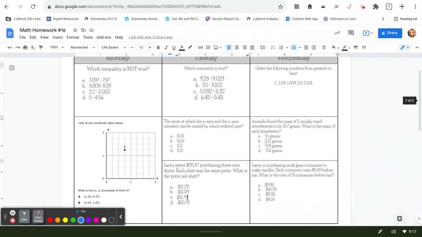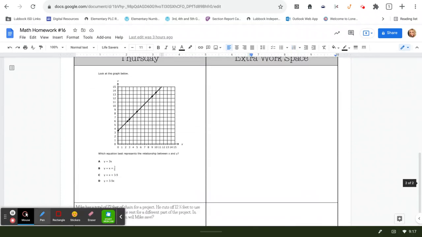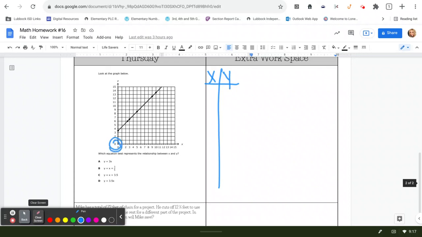Okay, we're almost done here, my friends. Let's go to Thursday, maybe. Okay, on this one, it says, look at the graph below. Which equation best represents the relationship between x and y? First step, input-output table. Okay, I know that this problem is not going to be multiplication because it does not run through the origin. Okay, so it is not going to be multiplication, so I can get rid of A and I can get rid of D.